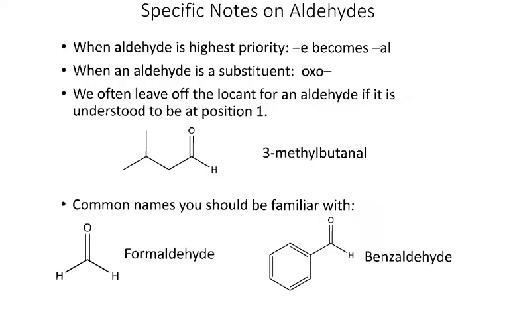So a couple specific notes on aldehydes. I already mentioned when an aldehyde is highest priority, the suffix goes from -e to -al. When we name it as a substituent, it's an oxo group. Now, because by definition aldehydes are on the end of the chain, as long as they're the highest priority, we generally leave off the locant because it's understood to be 1. So rather than 3-methyl-1-butanal, we would probably just name this 3-methylbutanal.